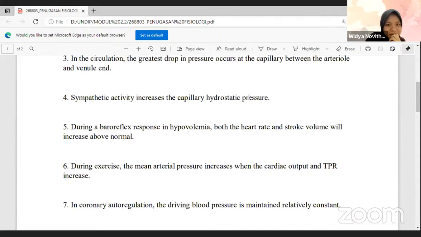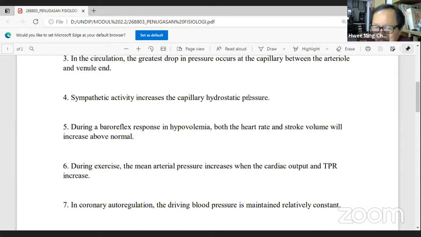Yes. Okay. Yeah, so this is a little bit tricky. Well, the idea is not to trick the student, but the emphasis is that if you have hypovolemia, a drop in the blood volume, the baroreflex will always produce tachycardia because the heart rate will always be above normal. But for the stroke volume, it depends, because if the drop in the blood volume is quite significant, although the increased contractility will try to increase the stroke volume, it may not necessarily be above normal, but it will definitely be better. So you get the idea?